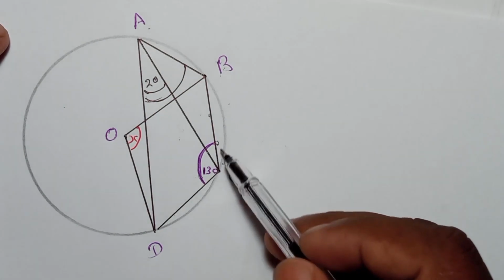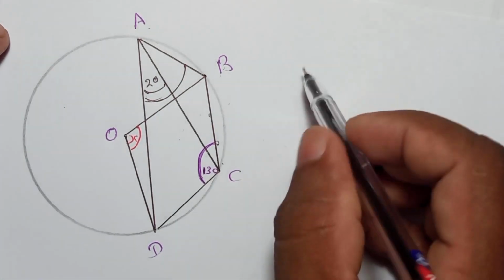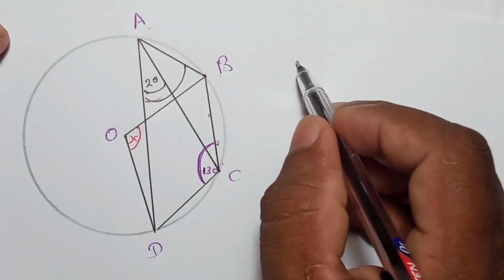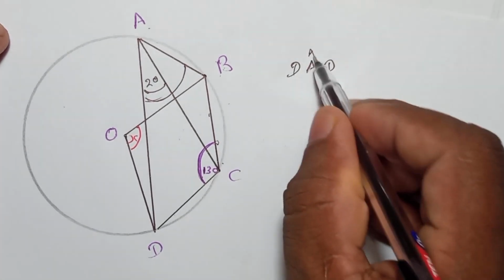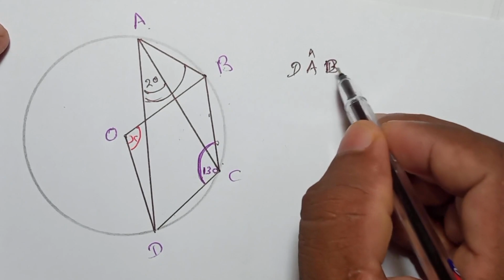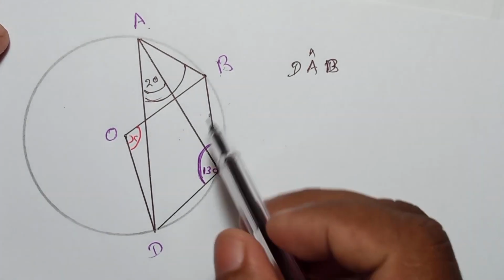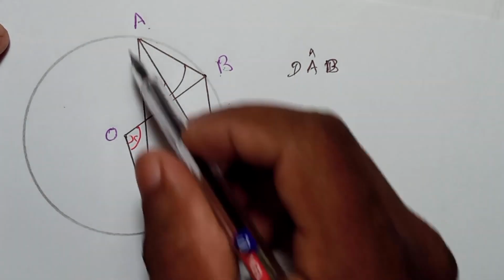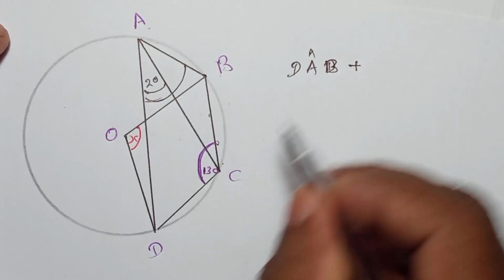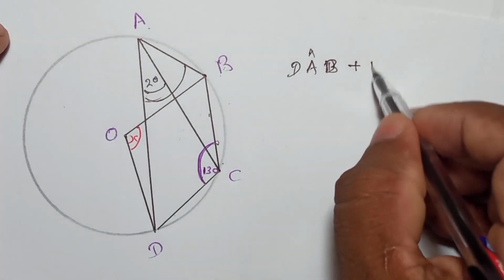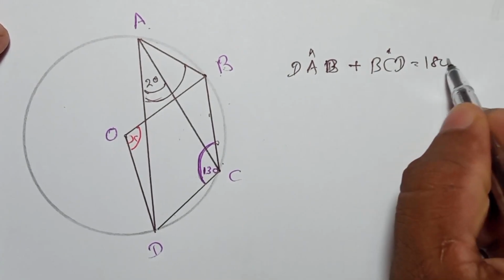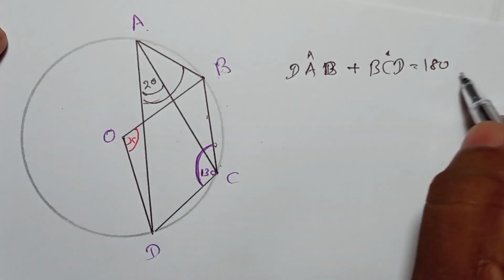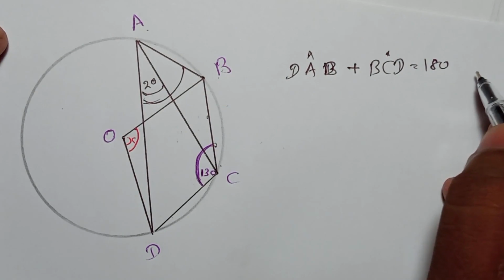BAD will add up to 180. So if this is 130, I will write how you need to write it in the exam. Normally I will not write much. I just need to explain how to get the answer. So here I write: DAB plus BCD equals 180, because the reason is, in a cyclic quadrilateral opposite angles add up to 180.